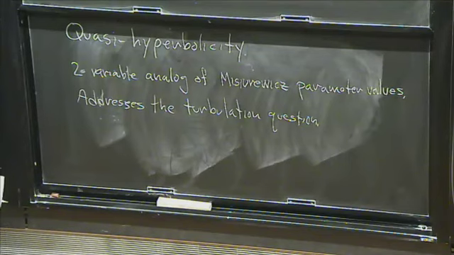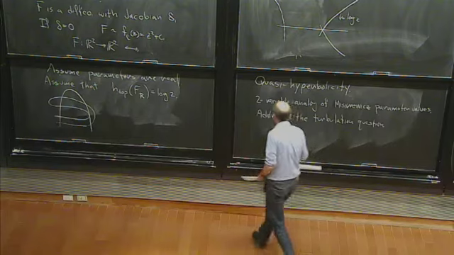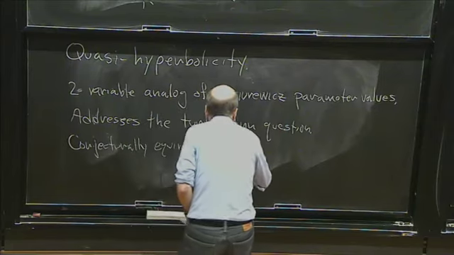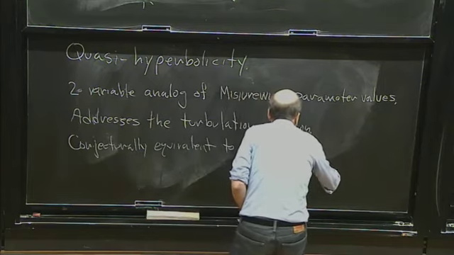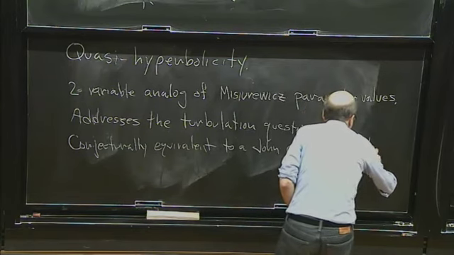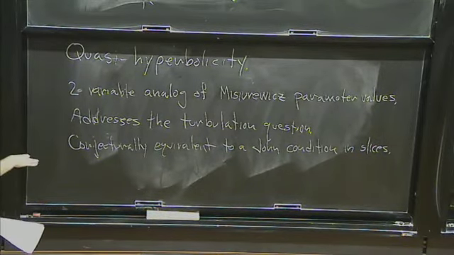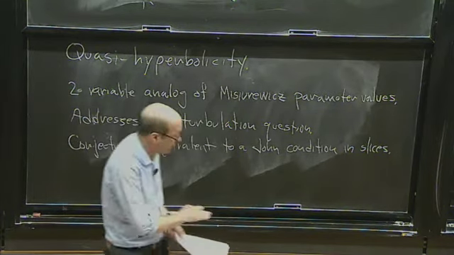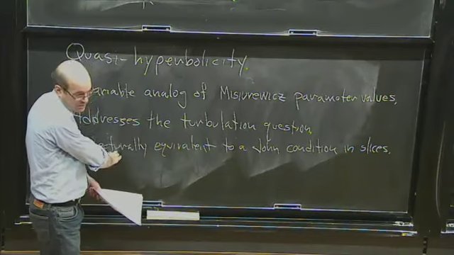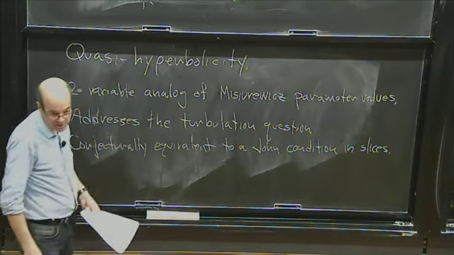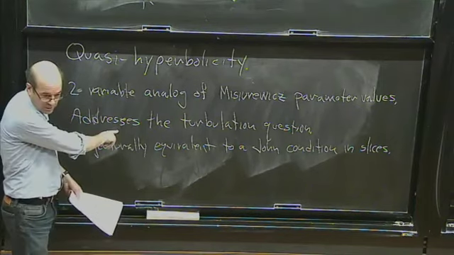I won't tell you the definition of quasi-hyperbolicity, but it's just what it's supposed to do. So let me say also conjecturally, this is equivalent to a John condition in slices. Let me not say what that is, but in particular, it's something that Hubbard could see from his pictures. You take a slice, you look at the geometry of the K plus inside the slice. If it satisfies a John condition, then you're on your way to being quasi-hyperbolic.